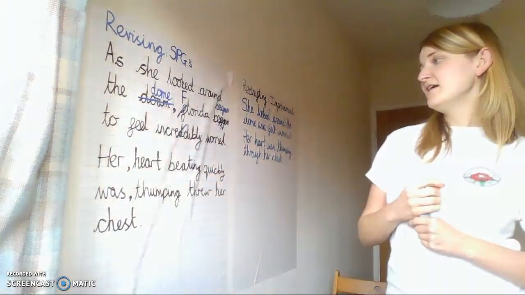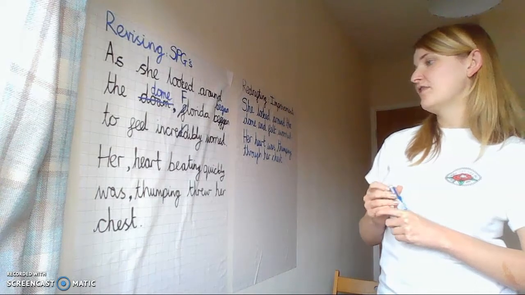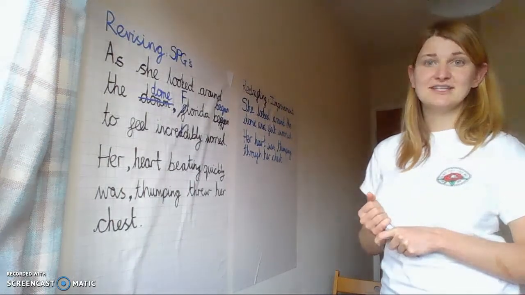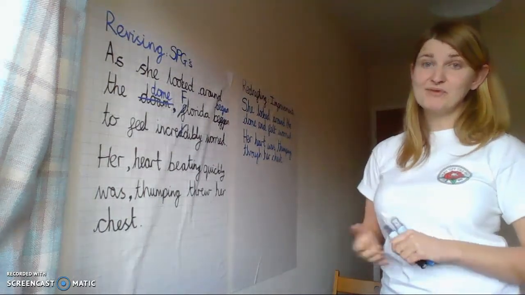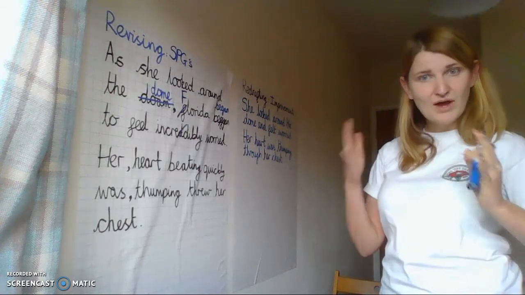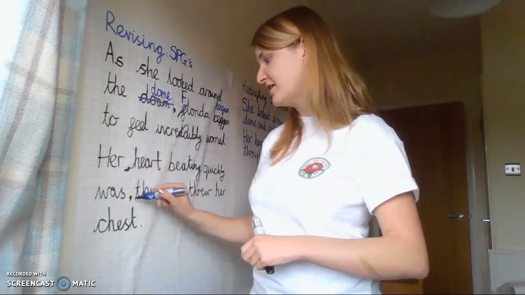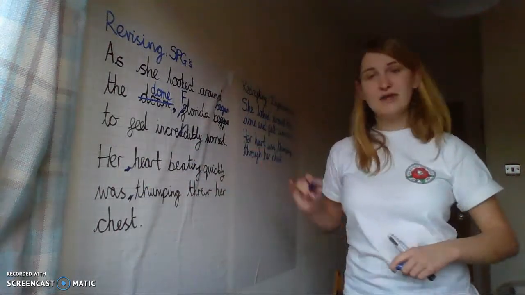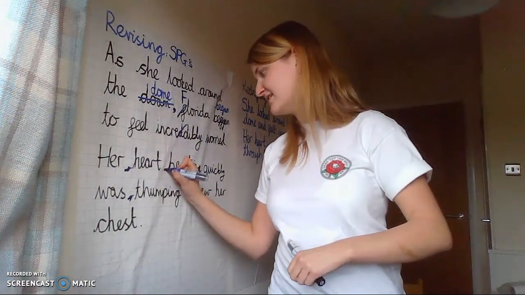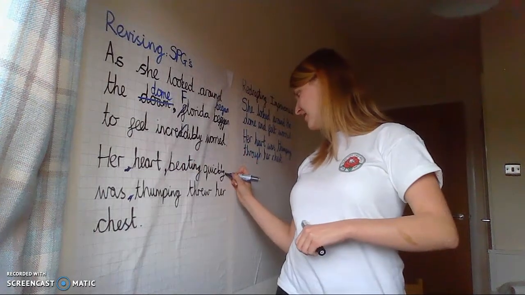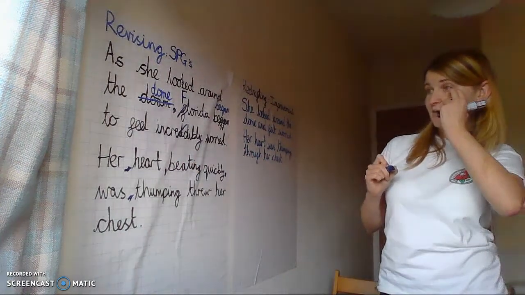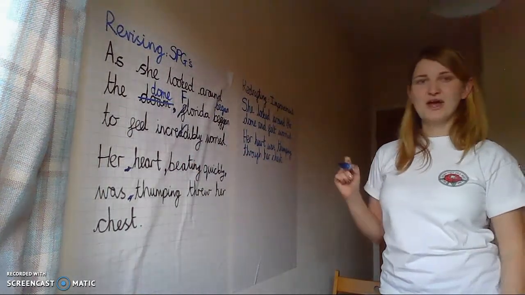Okay, and then this next one, hopefully you'll be able to see what the problem is straight away. "Her heart beating quickly was thumping through her chest." I've got an embedded clause there. The problem is I haven't put my commas in the right place. Where do the commas go? The commas go around the embedded clause. What's the extra information? That her heart was beating quickly. So put my comma either side. "Her heart, beating quickly, was thumping through her chest."